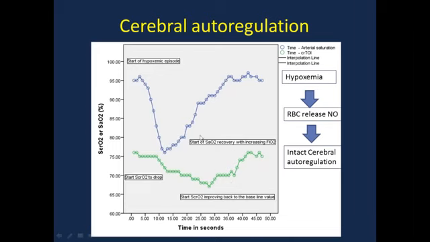What does that mean? It means that with the hypoxemia, because that's definitely hypoxemia, the RBCs release nitric oxide inside the brain to vasodilate and to allow the brain to extract more oxygen, which was reflected on near-infrared spectroscopy. So that's the meaning of using near-infrared spectroscopy together with pulse oximetry to evaluate cerebral autoregulation. So that's an example of an infant with intact or almost intact cerebral autoregulation.